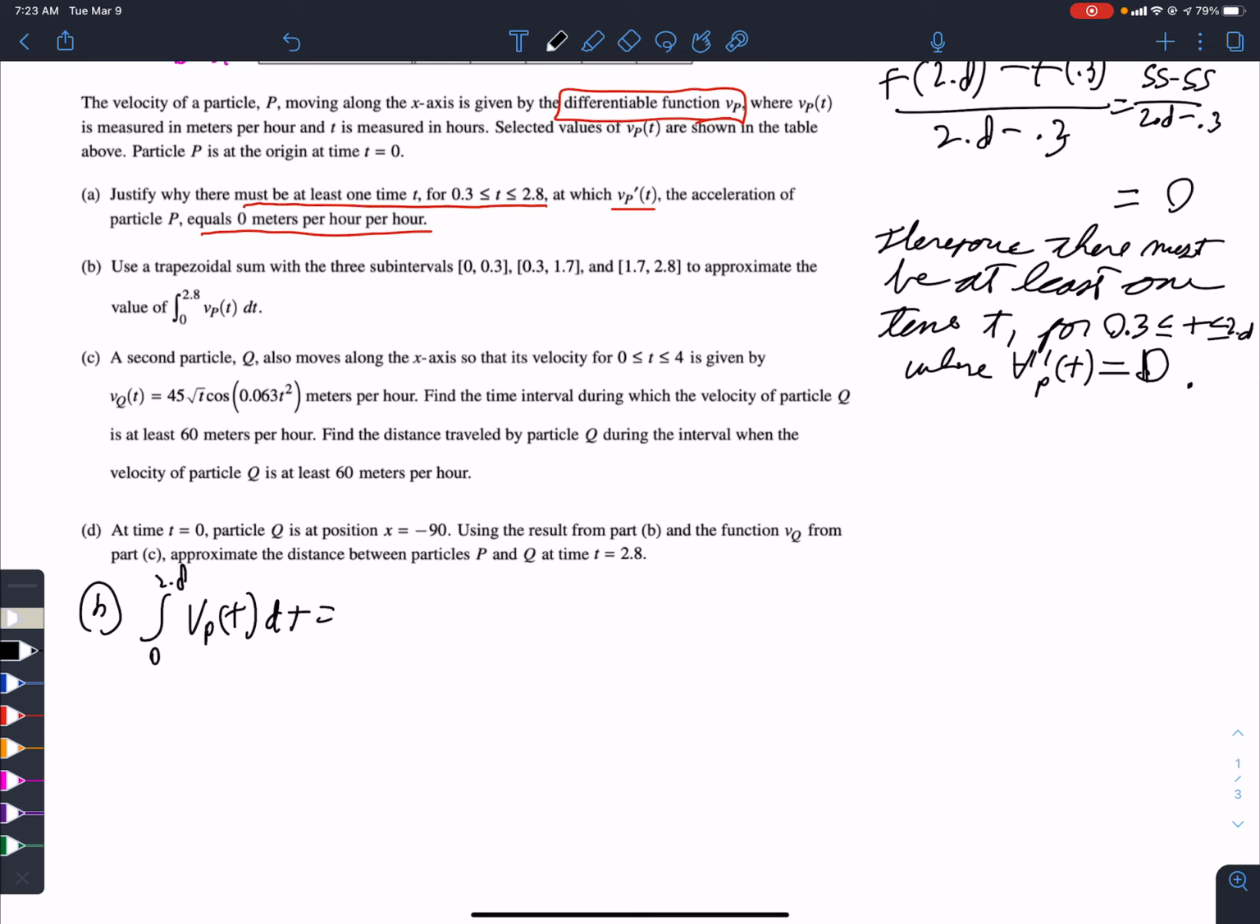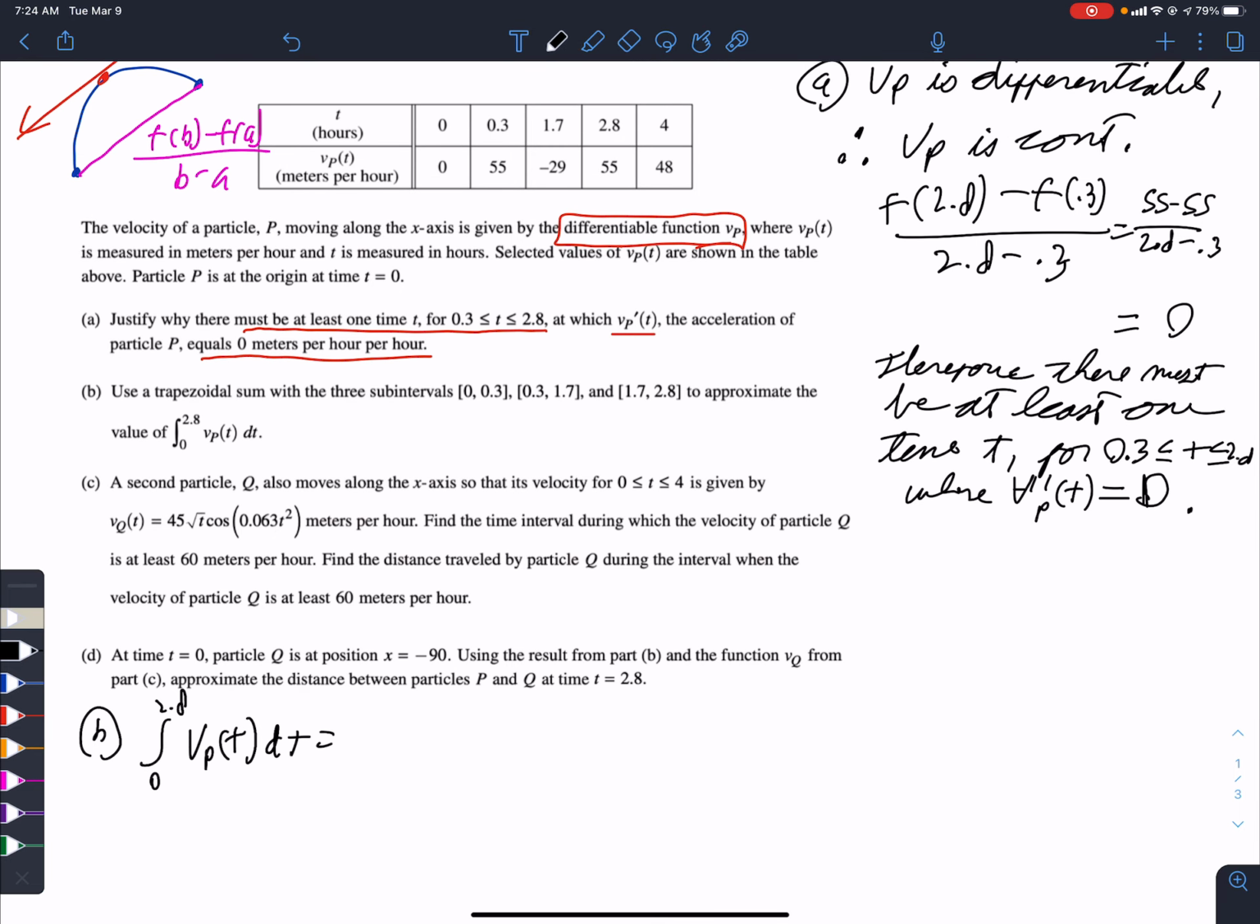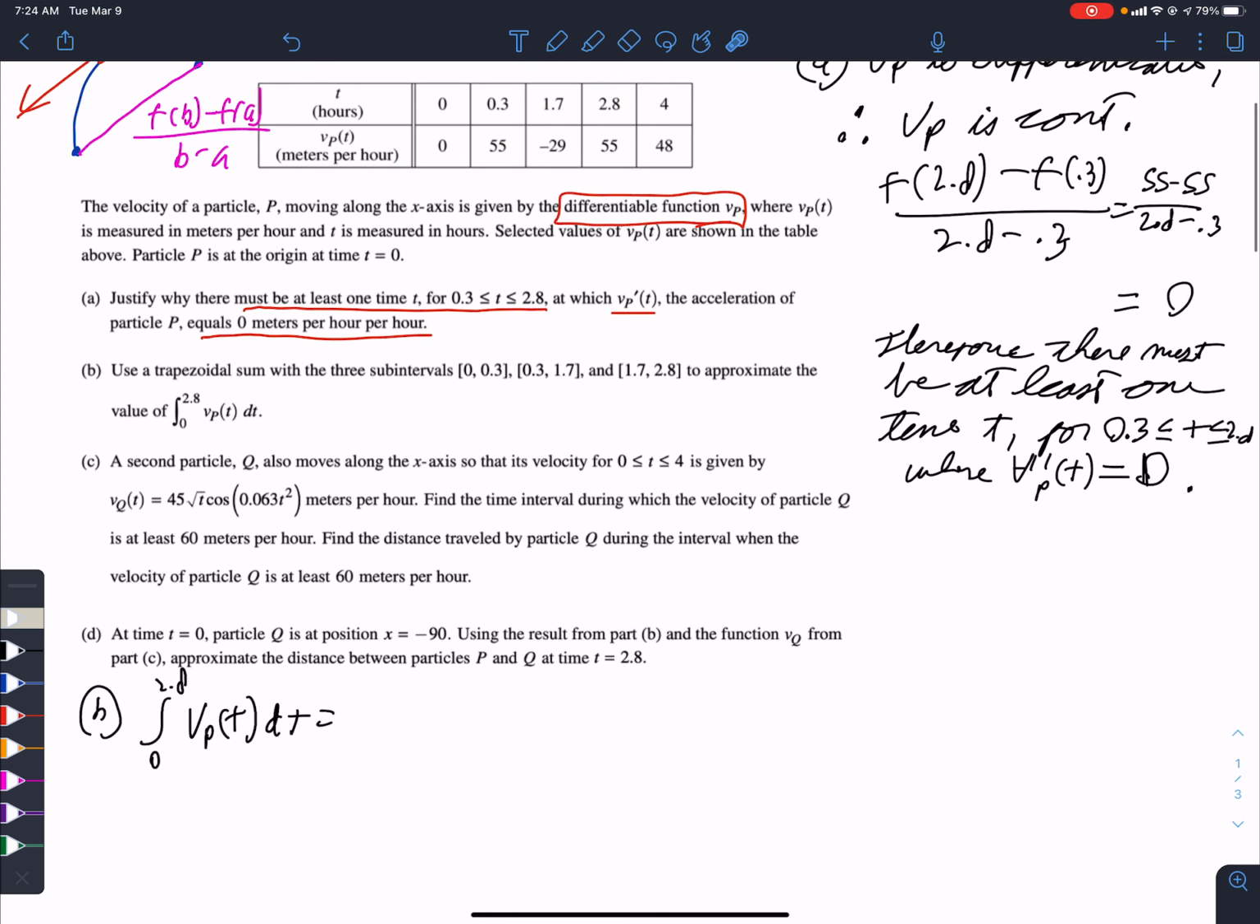And we are doing the trapezoidal rule. 3 subintervals, so we're going 0 to 2.8. So we're going from here to here, 3. 1, 2, 3 subintervals. Okay, here is what I require you to show me.